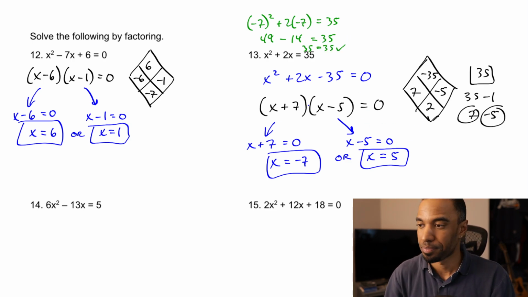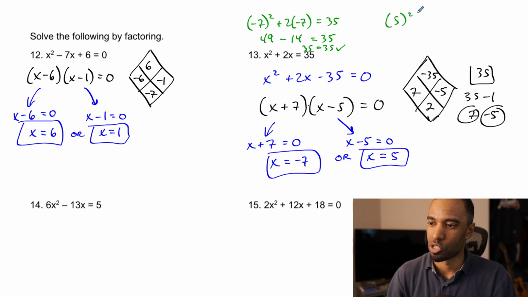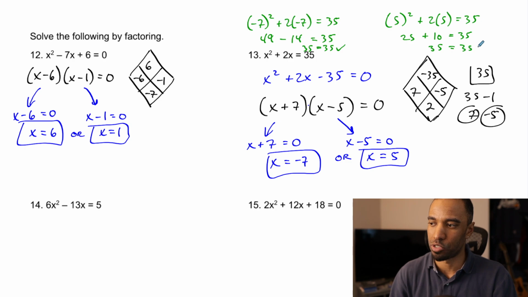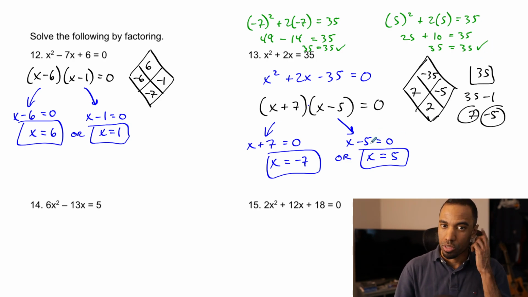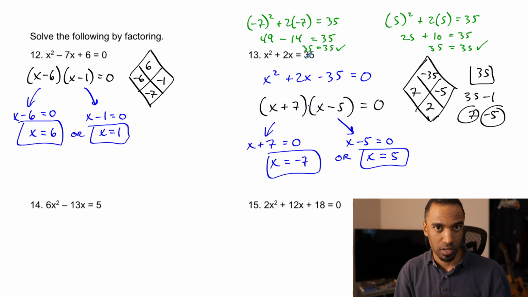Let's try 5. 5 squared plus 2 times 5 equals 35. That's 25 plus 10 equals 35. Yep, 25 plus 10 equals 35. 35 equals 35. That checks out. Those are the only two solutions to this original equation there. Yeah, you could plug it into these ones as well, but your double check is the original.